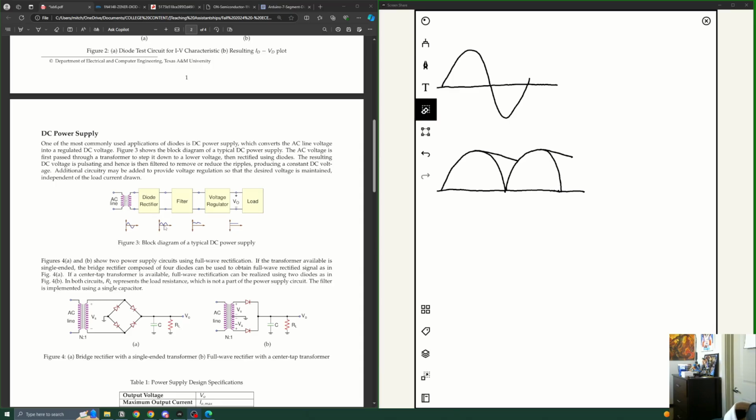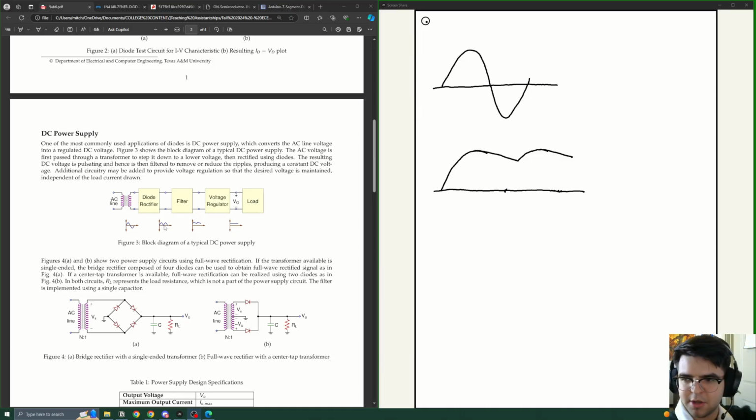So now the voltage at our output is much more consistent, where it hovers around a certain level, even with a little bit of ripple. And then we get into the idea of, we won't really be investigating this in this class, but the idea of a voltage regulator.